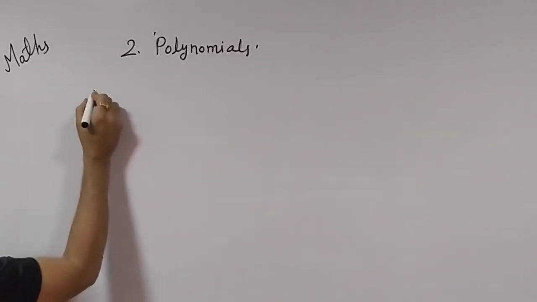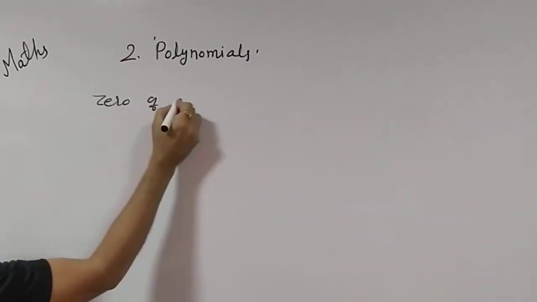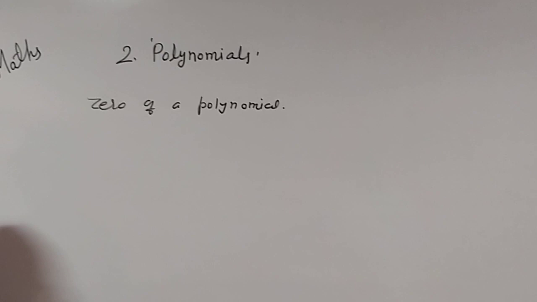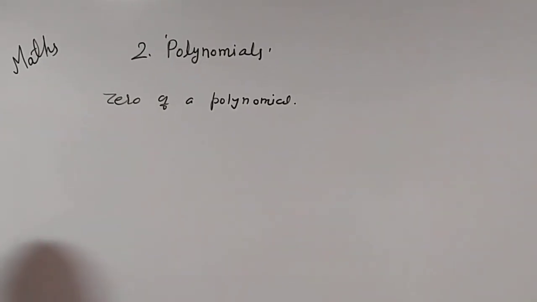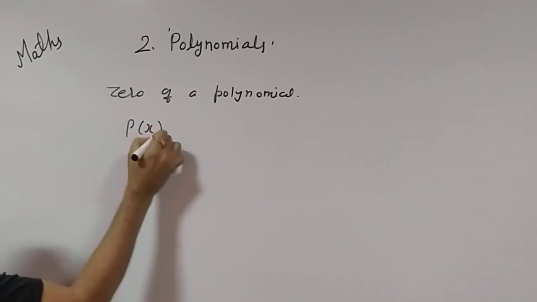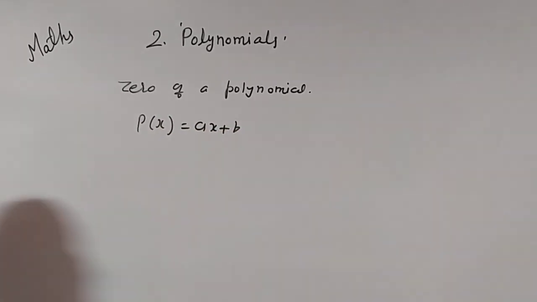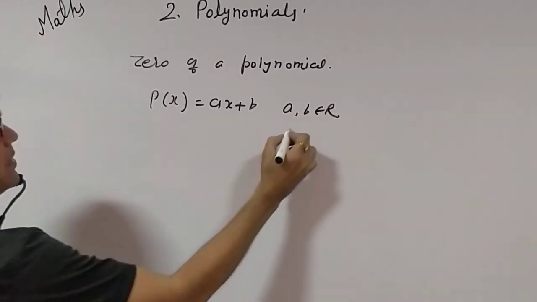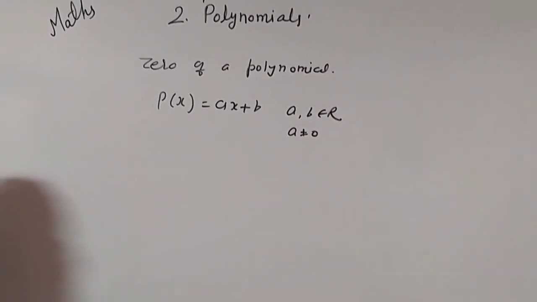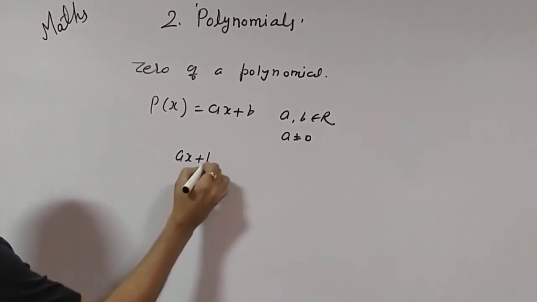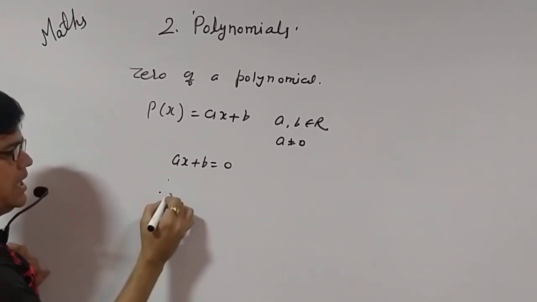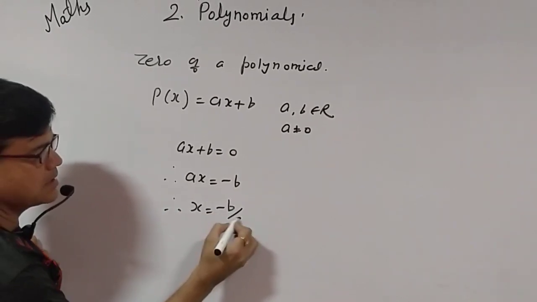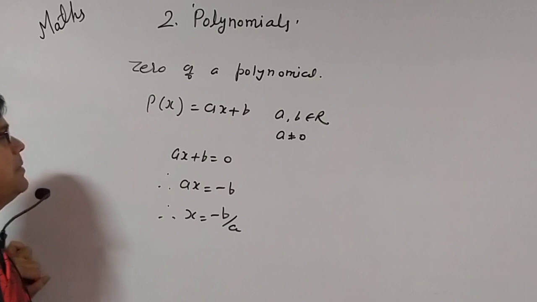Now, zero of a polynomial. What is the zero of a polynomial? How can you find the zero of a polynomial? See, if p(x) is equal to ax plus b, a is not equal to 0, a and b belong to R. A must not be 0. It is a linear polynomial. How can you find the zero of this? Take ax plus b is equal to 0. Therefore ax is equal to minus b. Therefore x is equal to minus b by a.